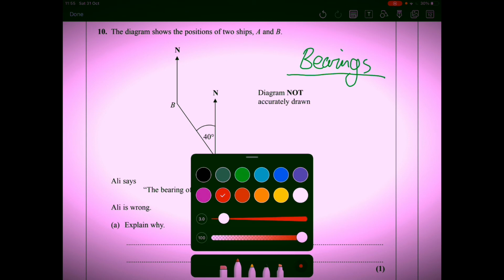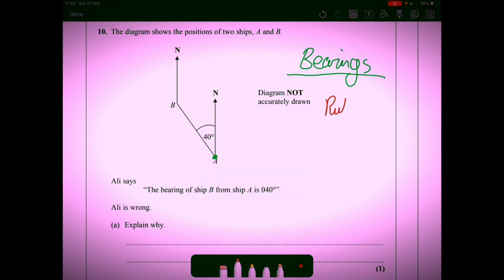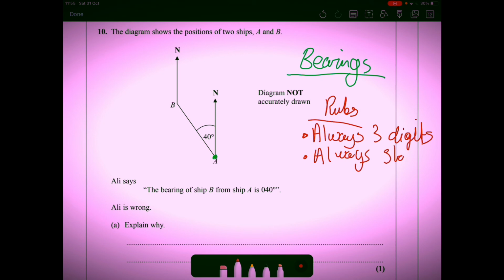There are 3 basic rules of bearings. Always 3 digits. Always start from north and clockwise. Always move clockwise. I'm talking about bearings. That means you go that way around. Think about the hands of a clock.